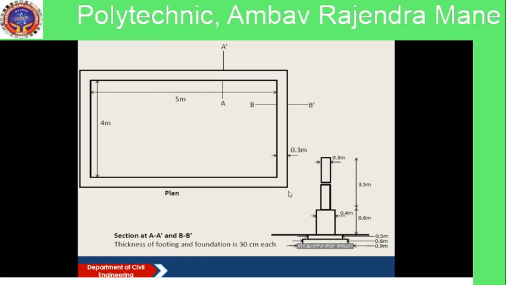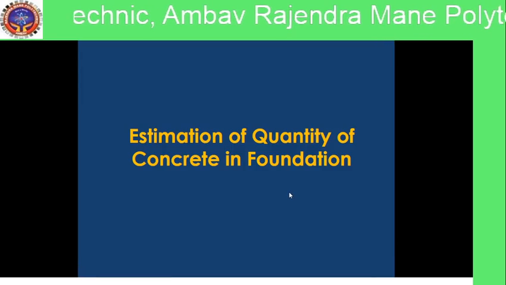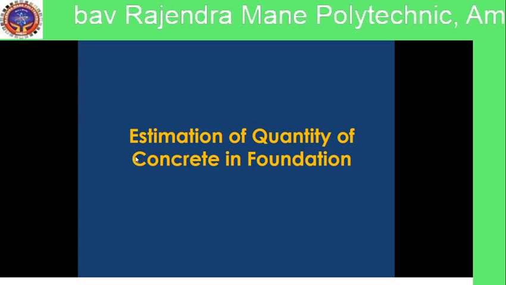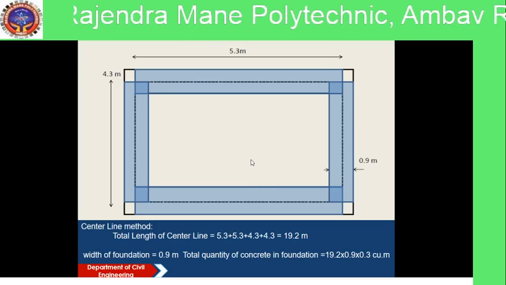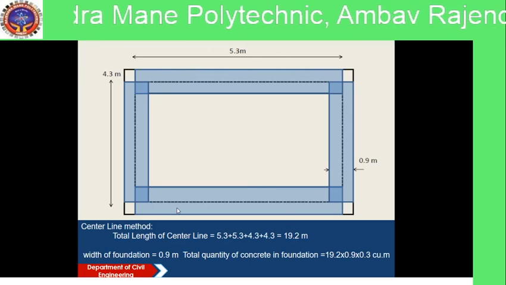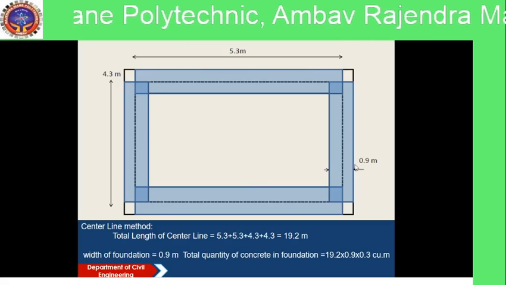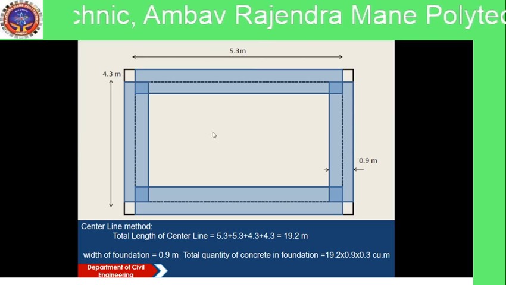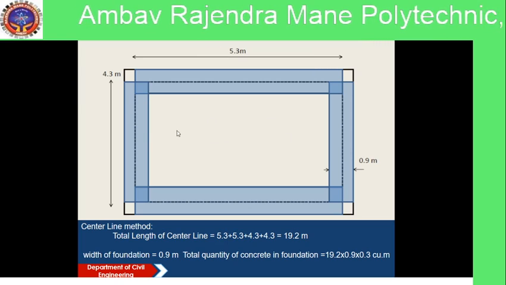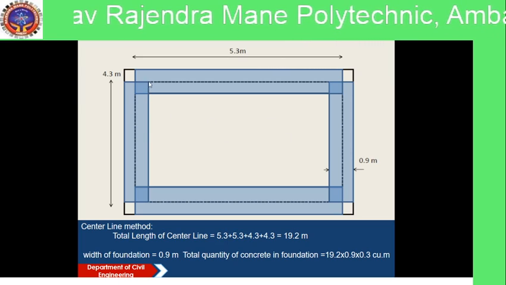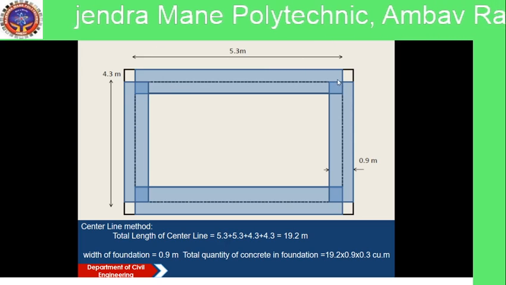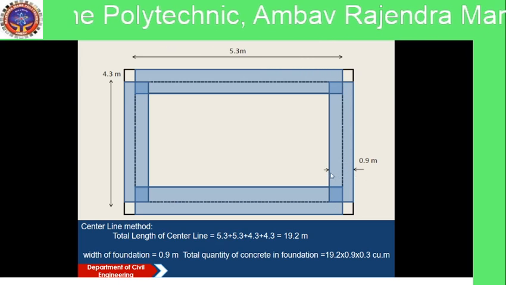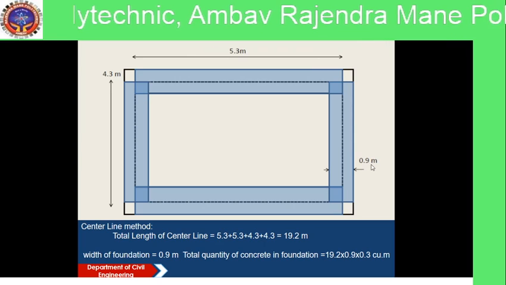So we will see the estimation of quantity of concrete in foundation. First, prepare a center line plan of foundation having width 0.9 meter. Room length is 5 meter by 4 meter inside. So this line is the center line. The width of the foundation concrete is 0.9 meter.